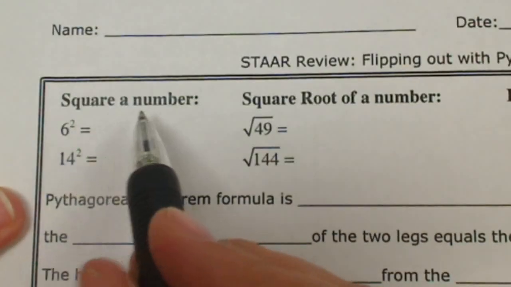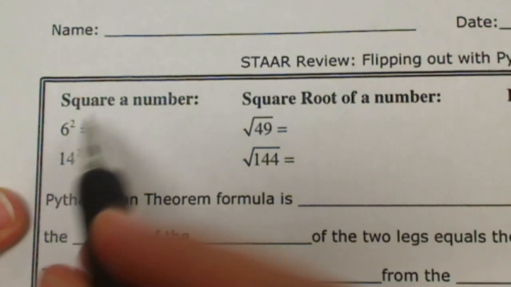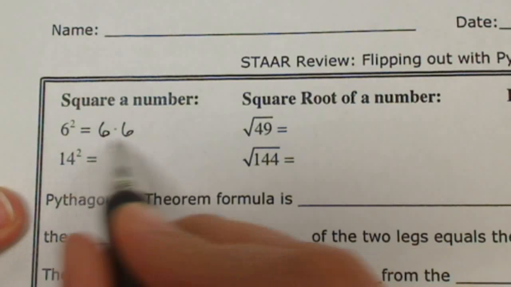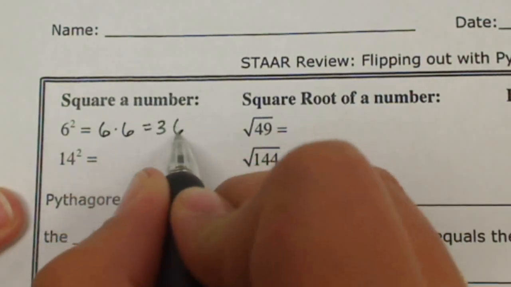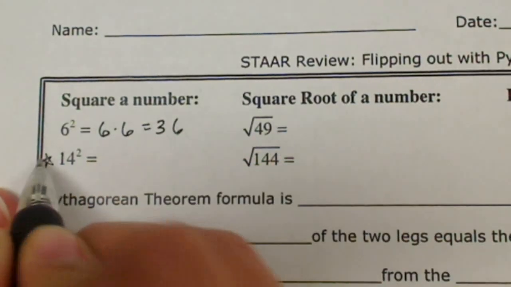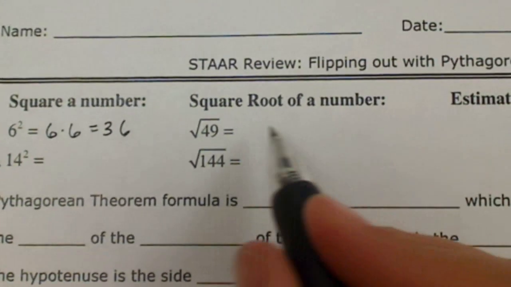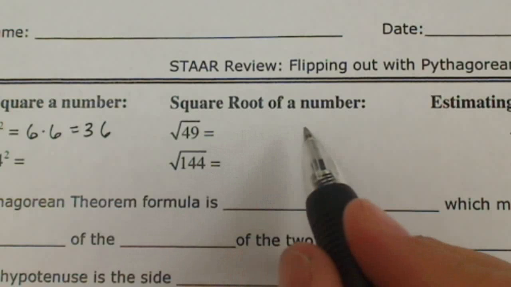Just to square a number, so for example, if I have 6 squared, we know that that means to take 6 and multiply it to itself. So 6 times 6 is equal to 36. I want you to go ahead and put a star by 14 squared because you're going to be responsible for that one.